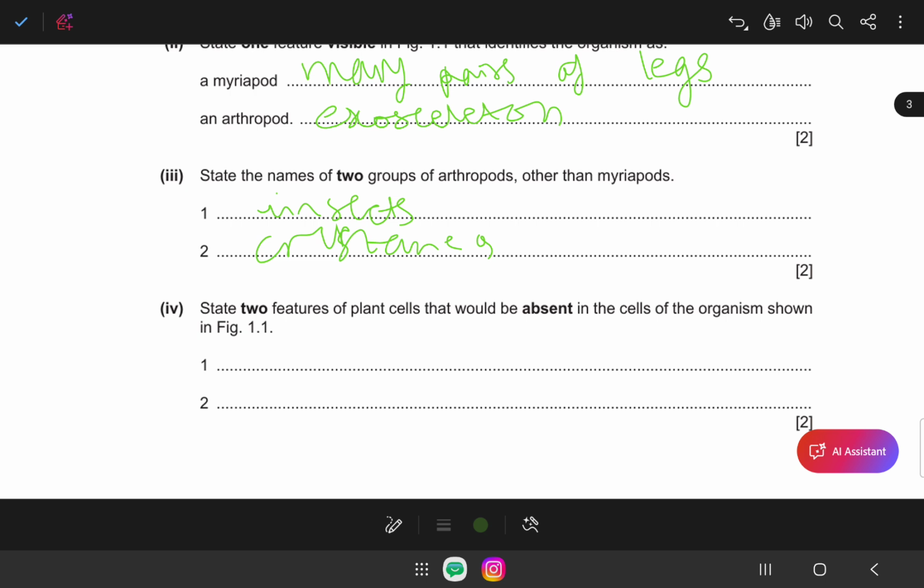So we know that it comes under the animal kingdom, so we can say cell wall and chloroplast. Yes, chloroplast.